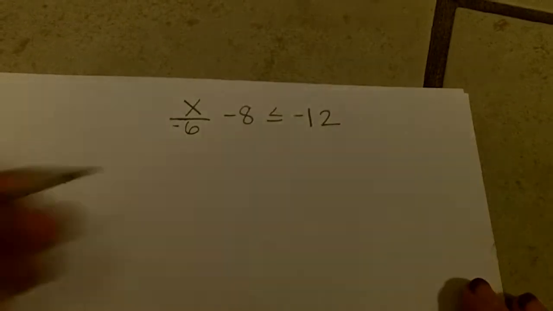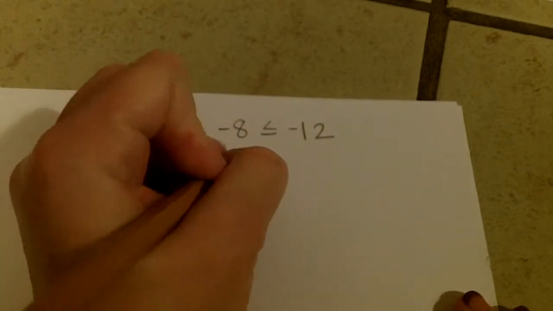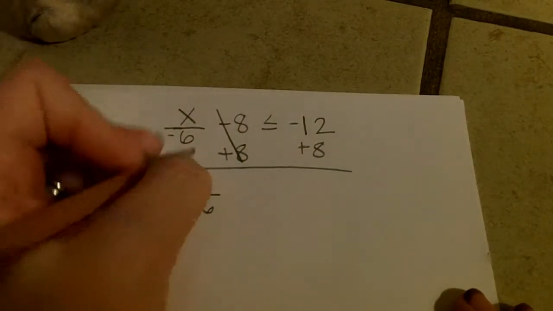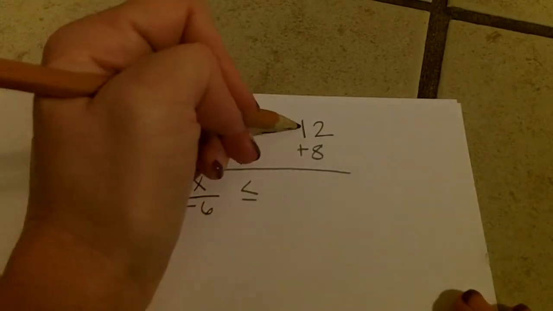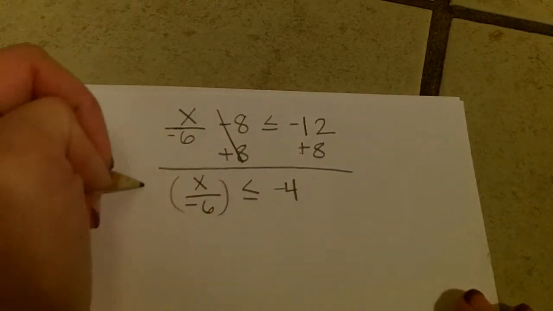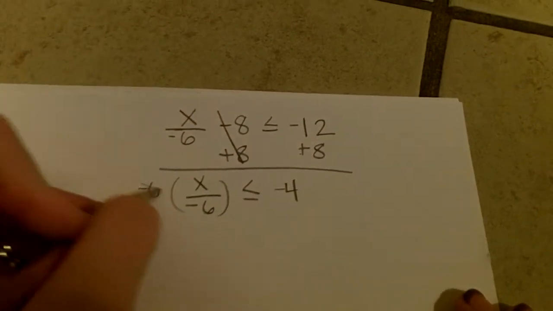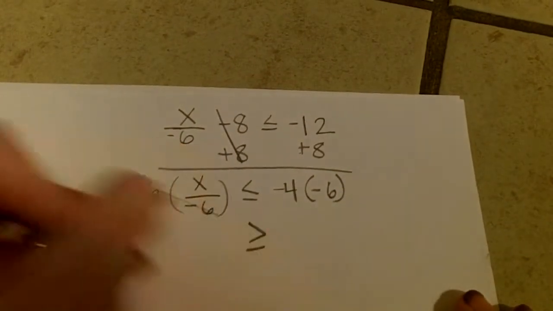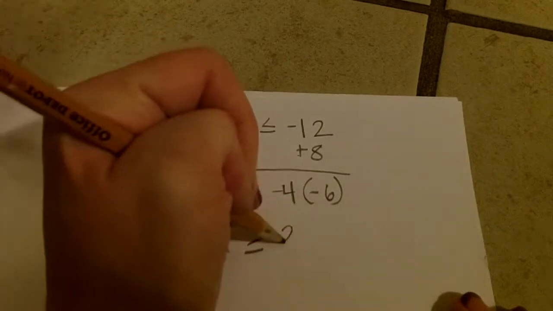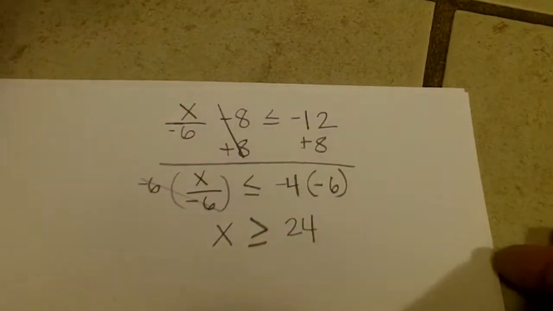Alright. I cannot combine like terms or distribute here, so I'm going to start by removing my subtraction term with addition. That leaves me with x over negative 6 is less than or equal to, and negative 12 plus 8 is negative 4. I need to get rid of my negative 6, which is a division term, so I'm going to multiply both sides by negative 6. In doing so, I'm going to switch the signs to their opposites. x is going to be greater than or equal to 24.